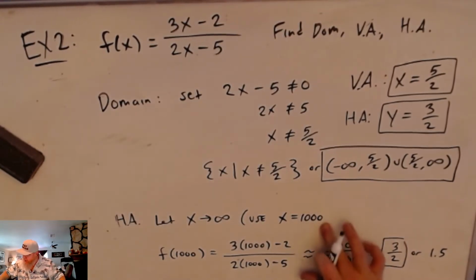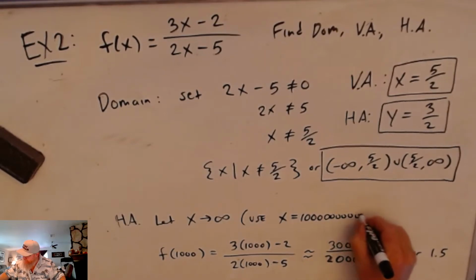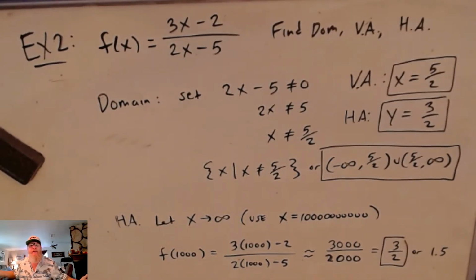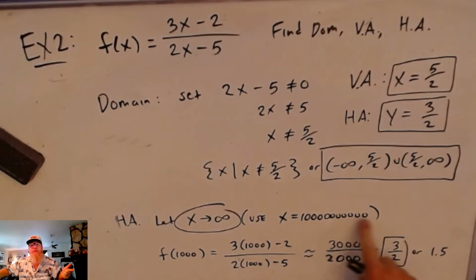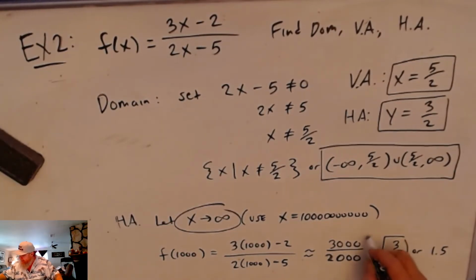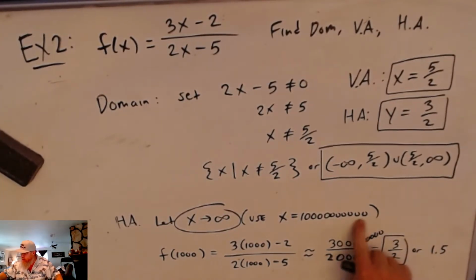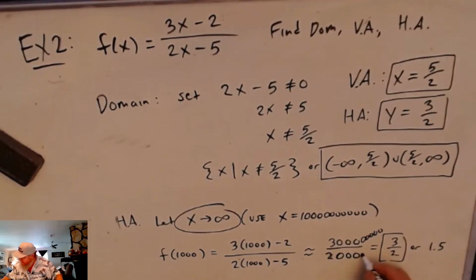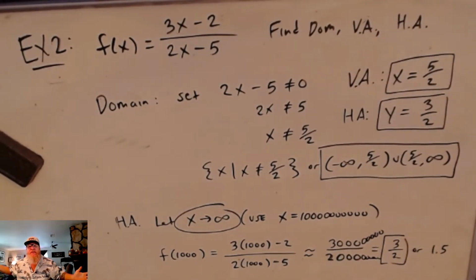You could use a much larger number. Because remember, you're trying to simulate infinity. What does it behave like as it gets larger and larger and larger? So if you want to use a really, really large number, that's fine. This is just going to be 3 followed by a lot of zeros, and this is going to be 2 followed by a lot of zeros. Simulating infinity, and it's still going to come out to 3/2.